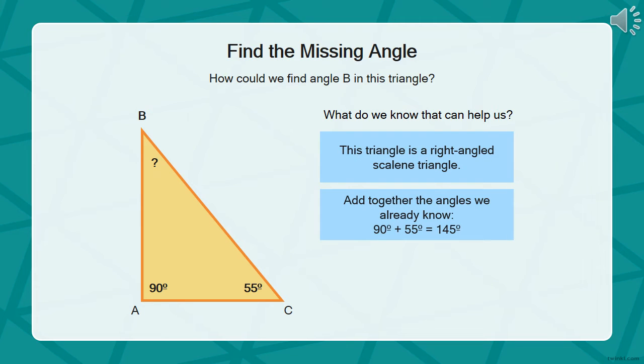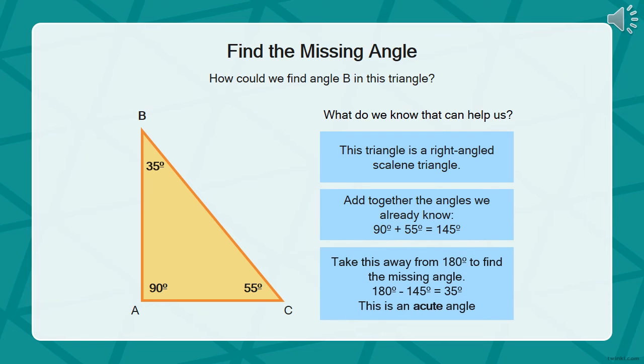Let's see if we can find out the missing angle for this triangle. So how can we find the angle of B in this triangle? Again, we're going to use what we know about triangles. So we know that this is a right-angled triangle. We know that it has one angle that's 90 degrees and one angle that is 55 degrees. If we add those up, we get 145 degrees. So that's the information we already have.